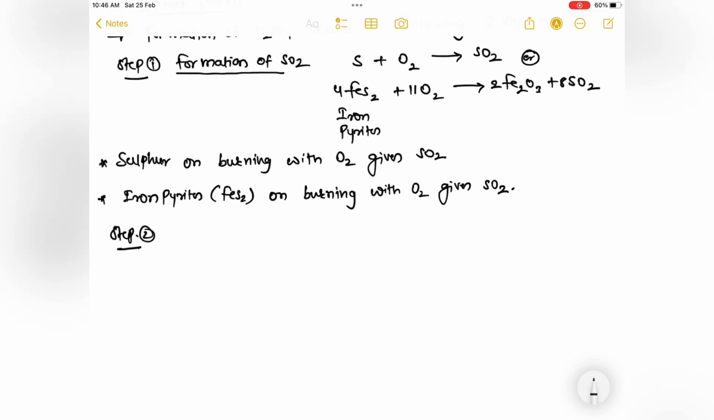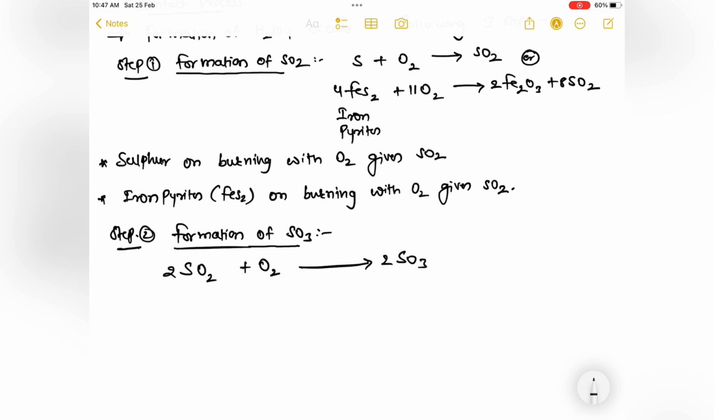Next, step 2, that is formation of SO3. So SO2 obtained in the first step undergoes oxidation again and gives rise to SO3. We can balance it by putting 2 on SO2 and 2 on SO3. It takes place in presence of V2O5. So SO2 is oxidized in presence of V2O5 and gives SO3.